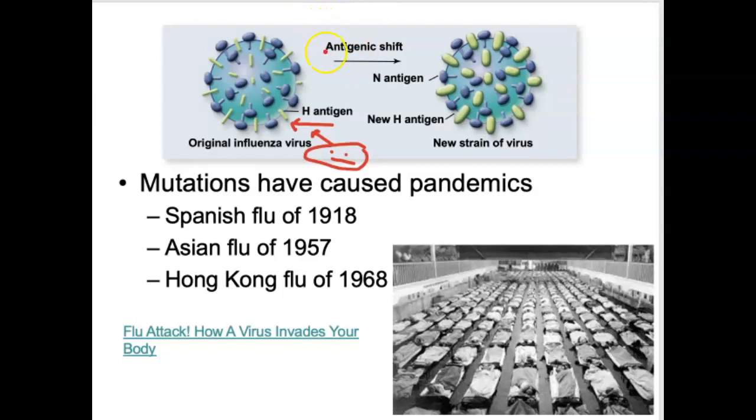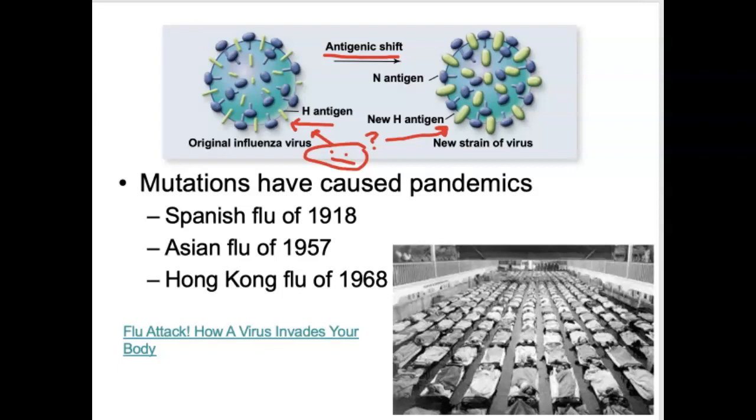But when these viruses undergo these antigenic shifts, notice the antigen is different. So now our immune system goes, I don't know what this is. It's like a whole new offense coming at your defense. And the defense doesn't know what to do with it. It has to learn, it has to figure it out, and that is why it's a problem.